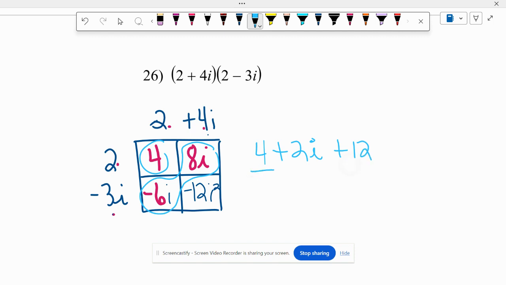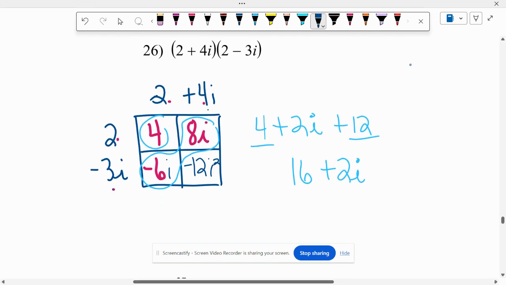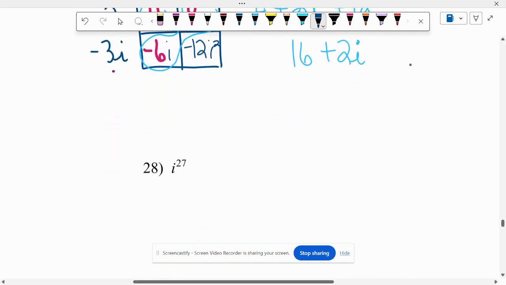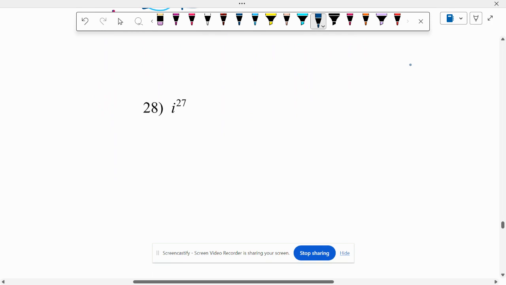So I can add 12 and 4 together. What does that give me? 16. So 16 plus 2i. That's your answer. That was way easier. You like the box? Yeah, I like the box. Okay, we'll do the last 2 that are like this with a box, but I don't think we have any more that are foiling. Okay, this one we'll do like that. Okay, number 28.